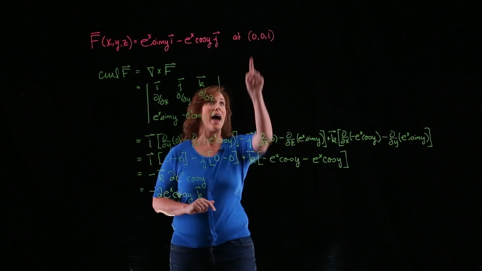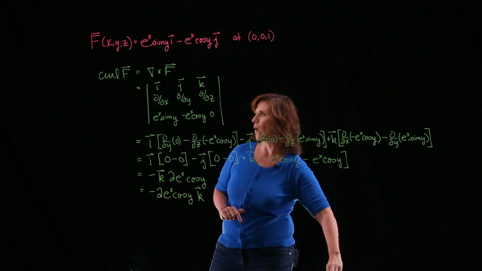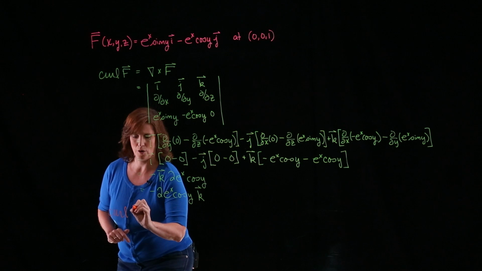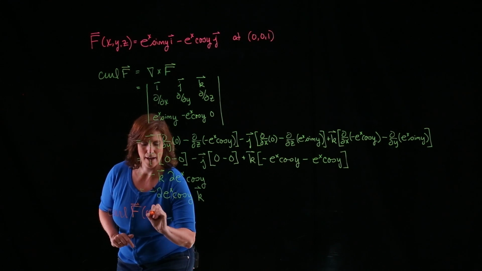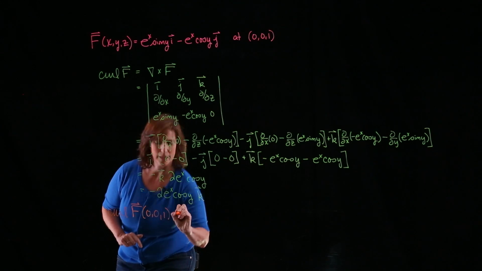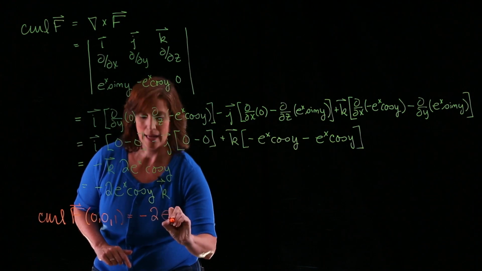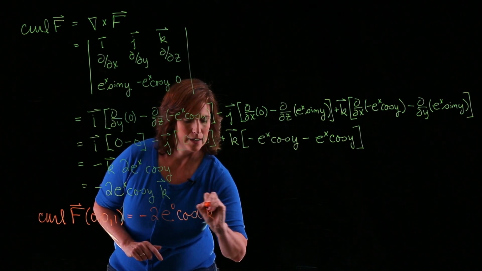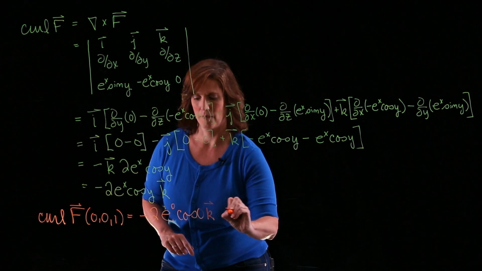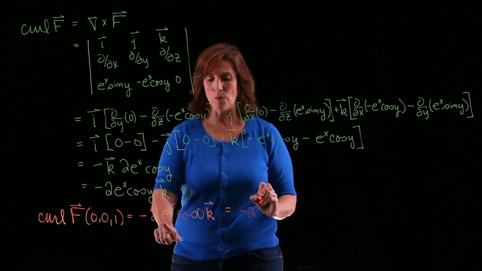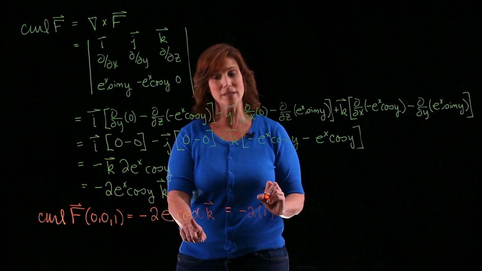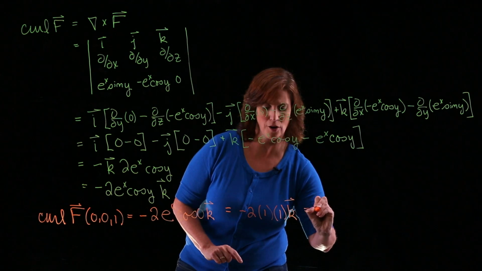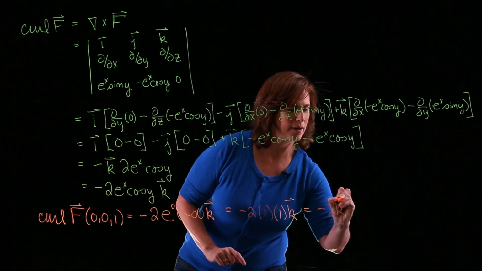I'm interested in the curl at the point 0, 0, 1, so all I need to do then is plug in 0, 0, 1. So the curl of function f at 0, 0, 1 is going to be minus 2 e to the 0 cosine 0 times my vector k. Well, e to the 0 is 1, and the cosine of 0 is also 1. And so my curl is minus 2 times my vector k.